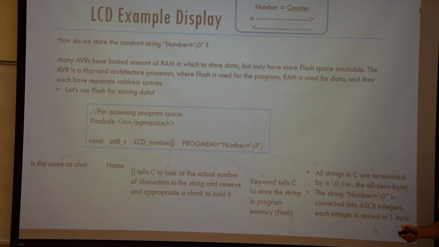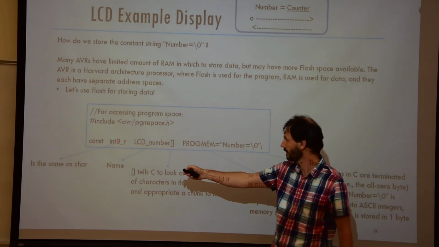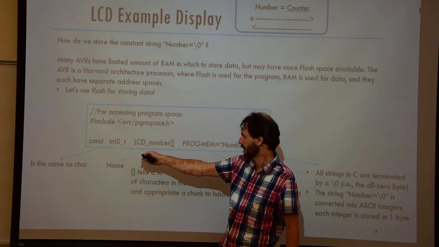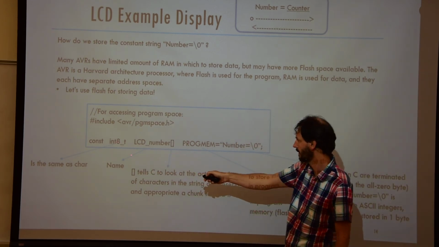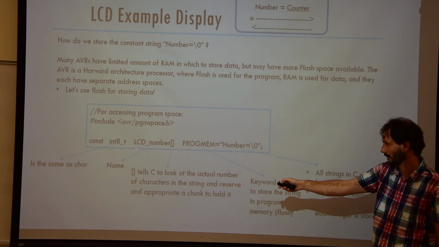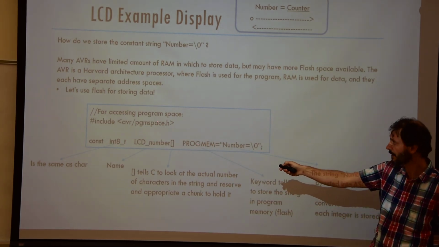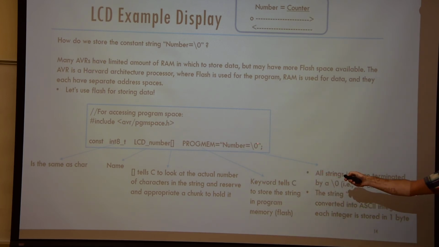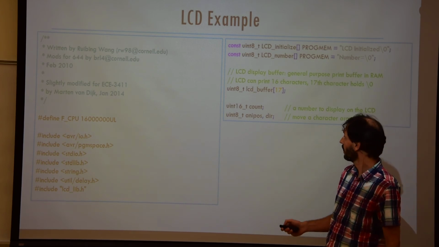So I've explained to you a bunch of things in this particular construct: a different way of writing the type char. It's right here. We have program memory that you can use for storage, and the string should also always be ended with the all zero byte. Alright, so this is what we're going to use, and what are we going to do?